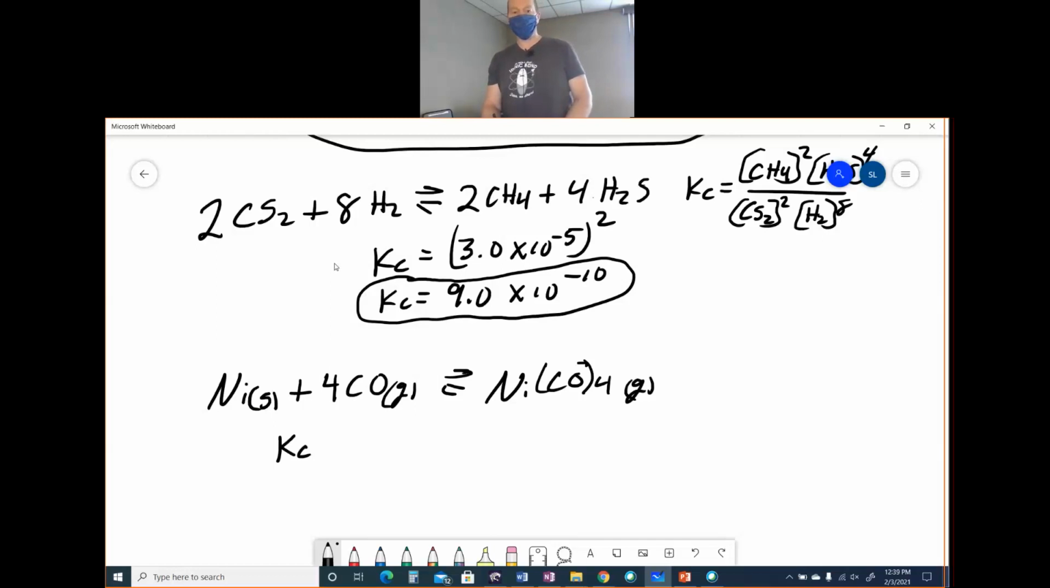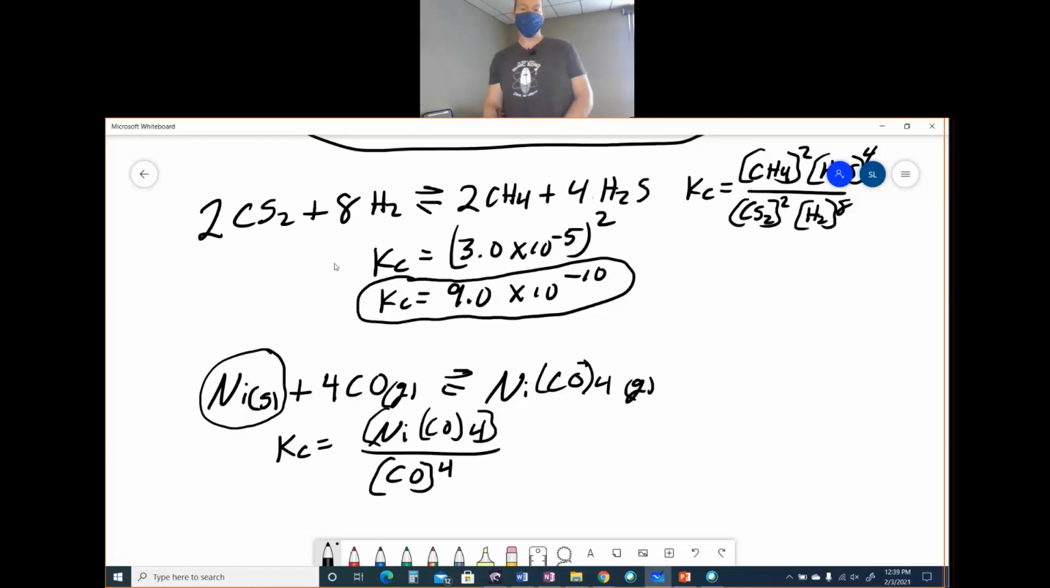All right, so make sure when you're writing the Kc, you are very aware of the phases. The nickel here is a solid and will not be included in the Kc. If this is a multiple choice question, one of the choices will have nickel in it. Do not pick it. It is the wrong answer. All right, and so it is your concentration of your products, all right, over the concentration of reactants raised to their coefficient.